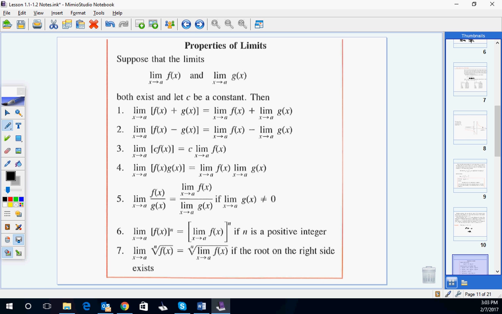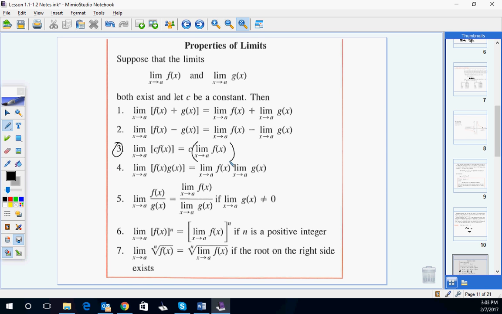Same thing for subtraction. For multiplication, if you have a constant times a function, that's the same as the constant out in front of the limit. This one's very helpful. You can pull the constant out and then do the limit. For example, we could multiply by whatever our constant is. Multiplication of functions is the same as multiplying the limits. Division is the same as dividing the limits, but g can't be 0, obviously.